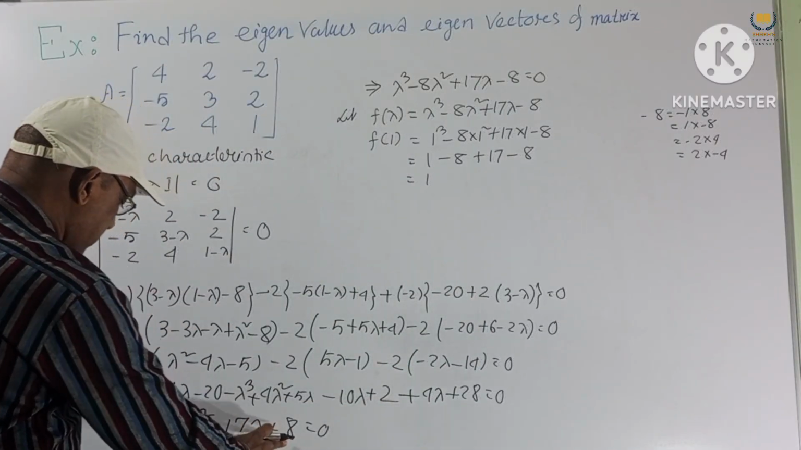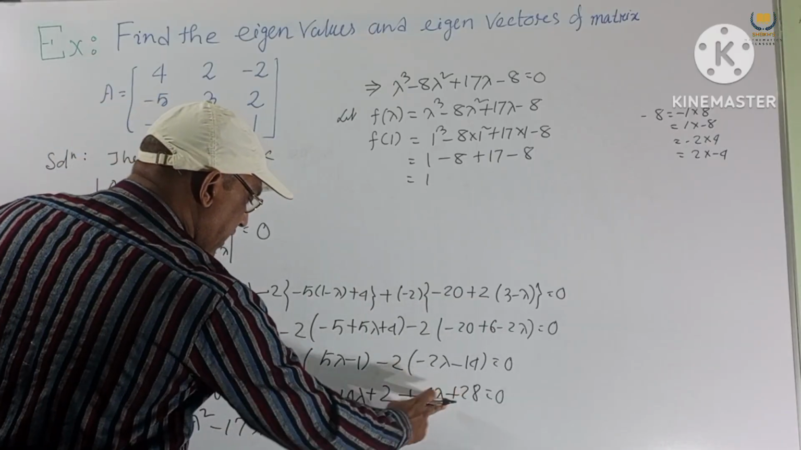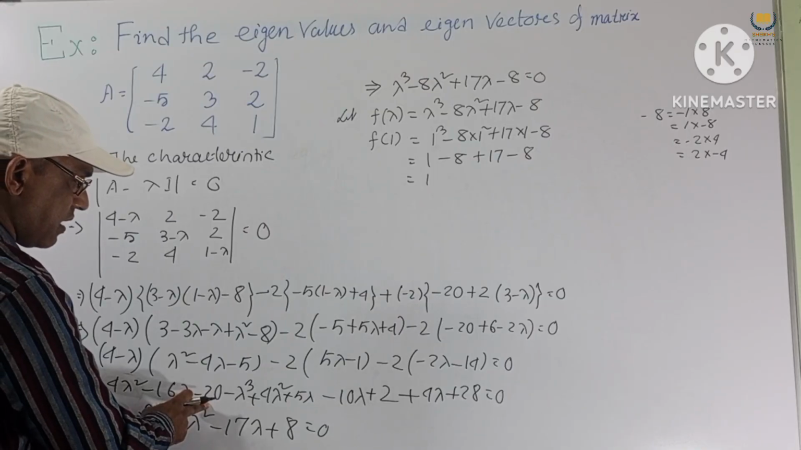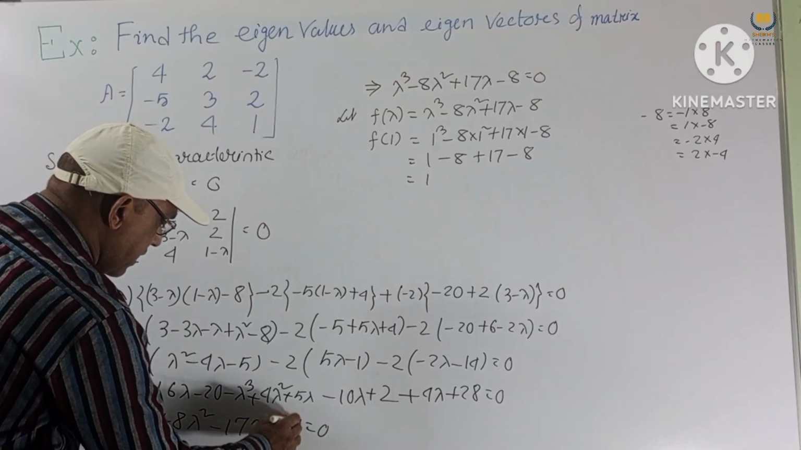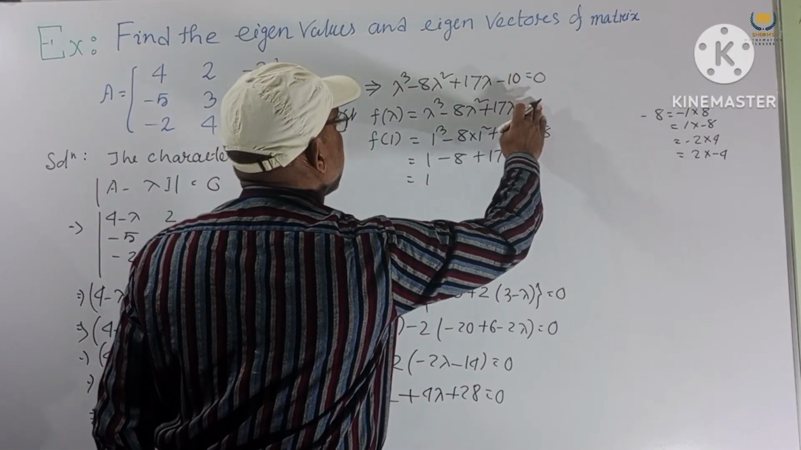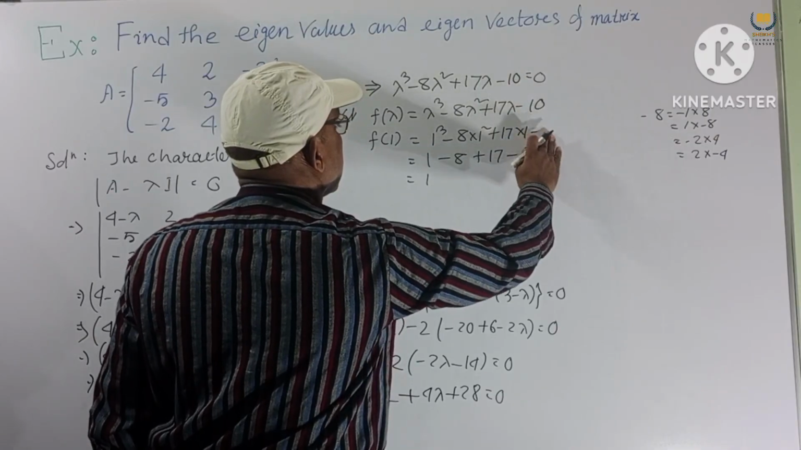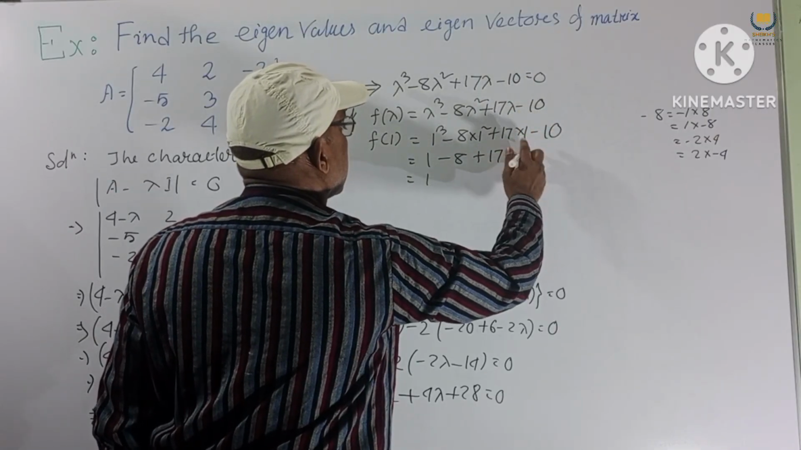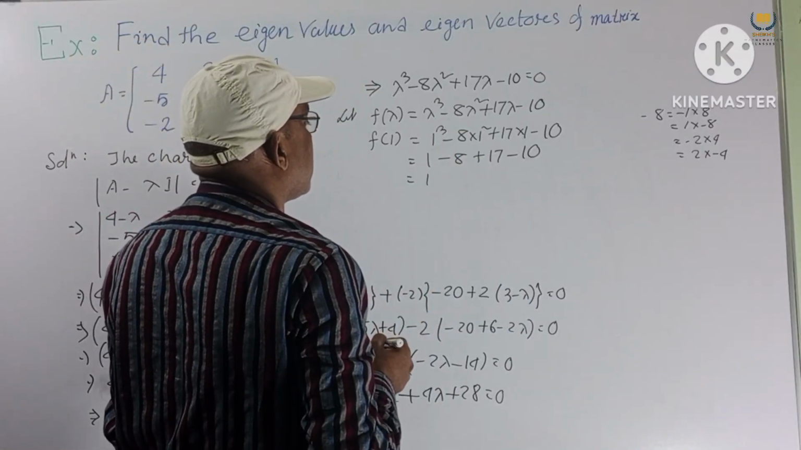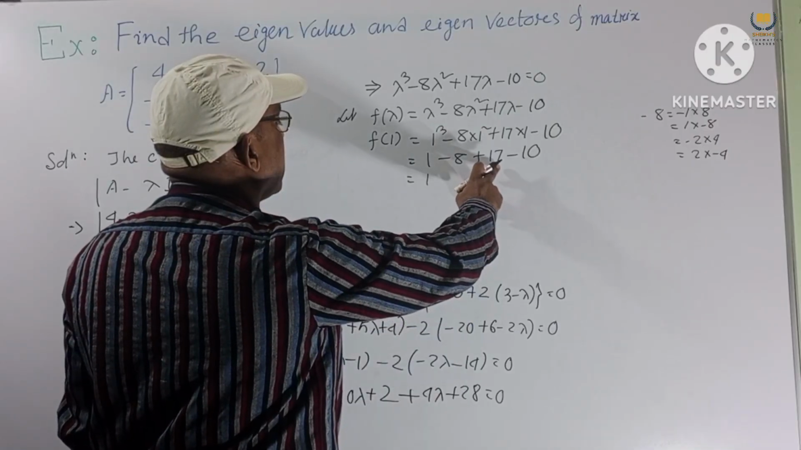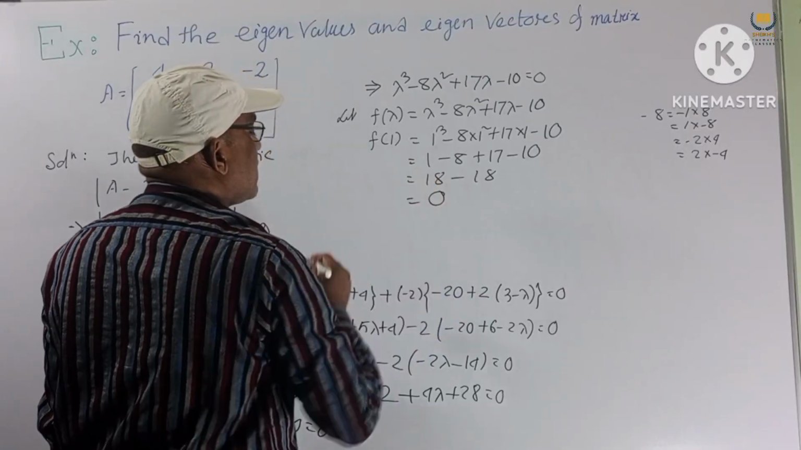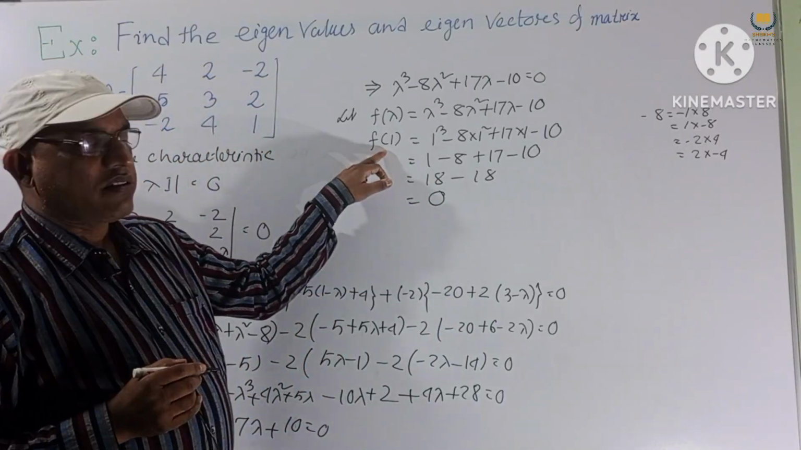So here is one simple mistake. This is 28 minus 20, this is 10. Then 1 minus 8 plus 17 is 10, and 10 minus 10 is 0. If it is 0, by putting lambda equal to 1, we get the answer 0.